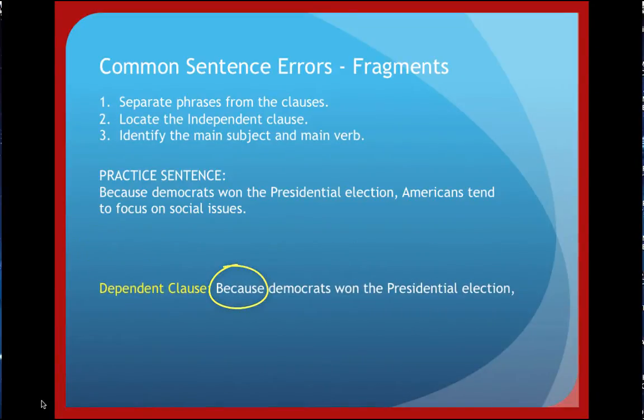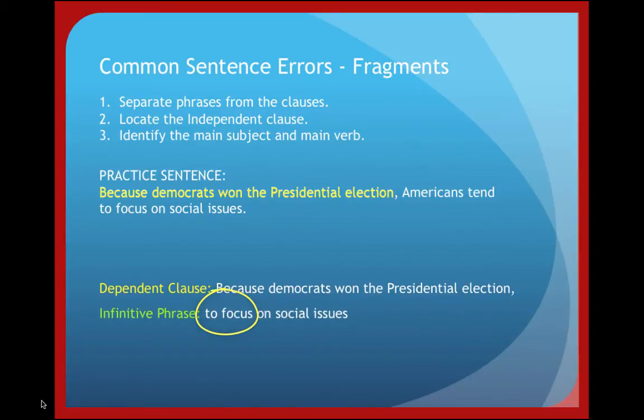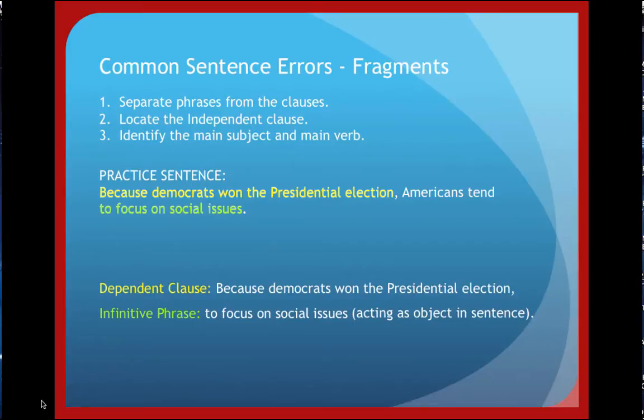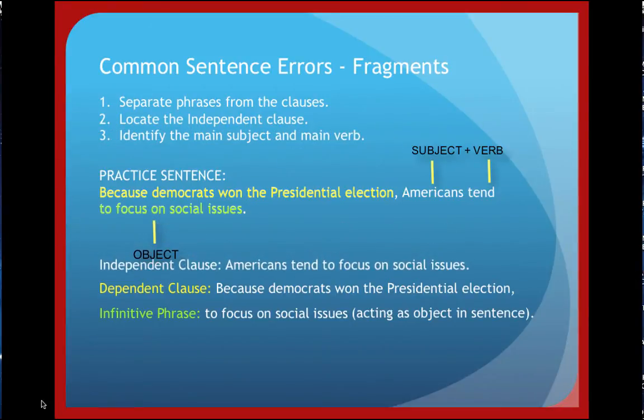As you can see, because is a subordinating conjunction, which starts a dependent clause. To focus on social issues is an infinitive phrase with a prepositional phrase functioning as the object of the sentence. Remember, fragments are always missing either a subject, a verb, or a complete thought. But this independent clause has a subject, verb, and object, so the sentence is correct.